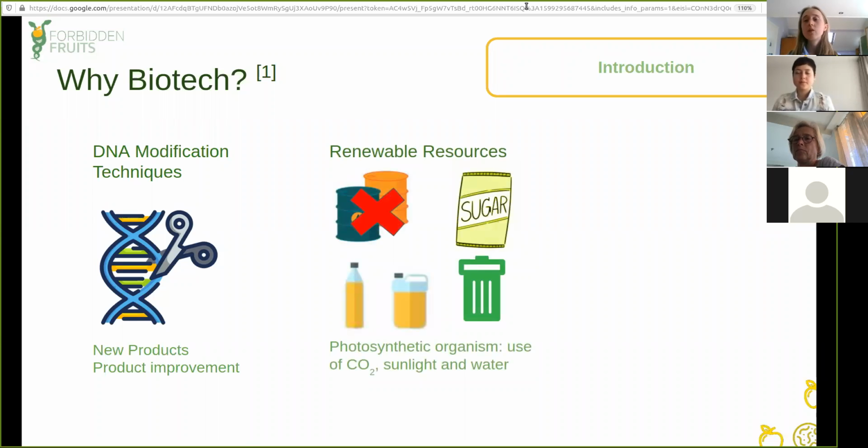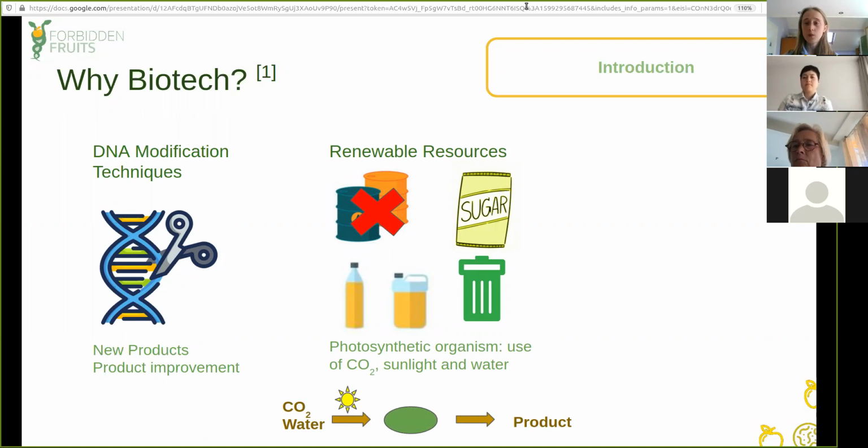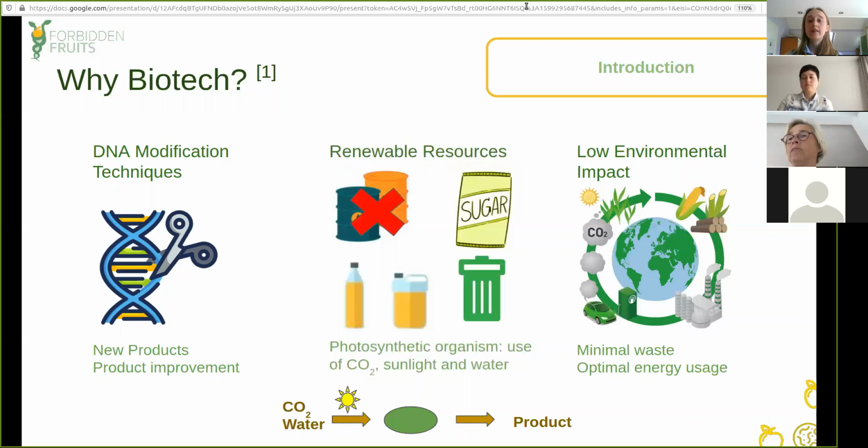Also, we can use renewable resources, where chemical production normally uses oil or some non-renewable resources. In fermentation, we use sugars, waste, oil, and there are even photosynthetic organisms which can convert CO2, water, and sunlight to a product, which is really cool. And these renewable resources are part of the lower environmental impacts.